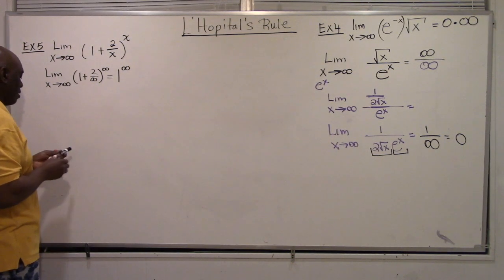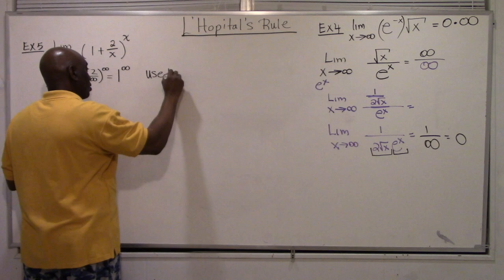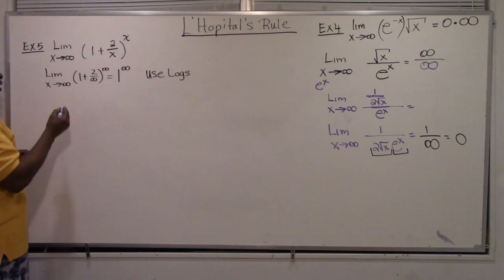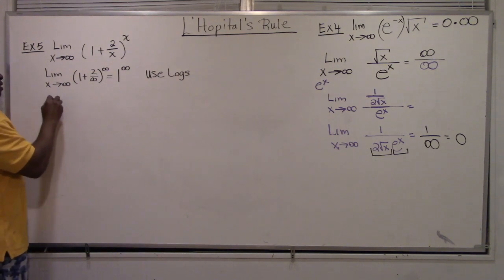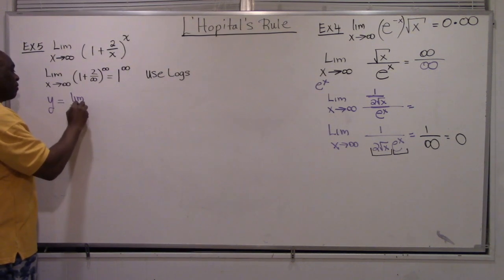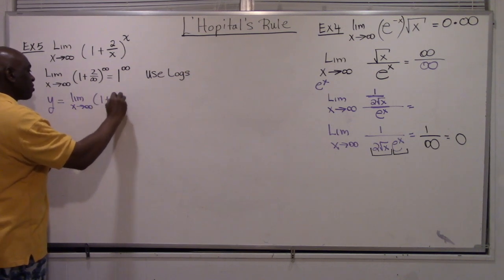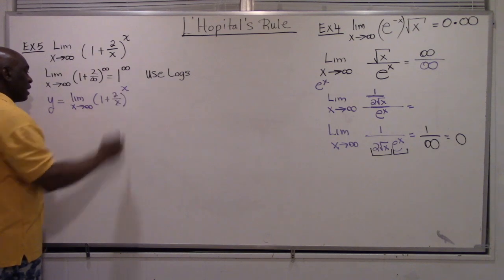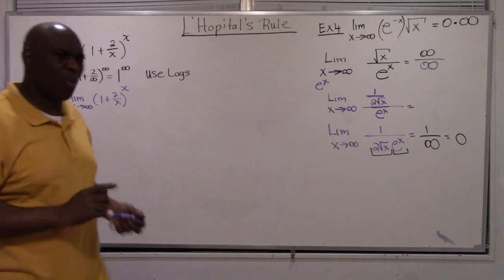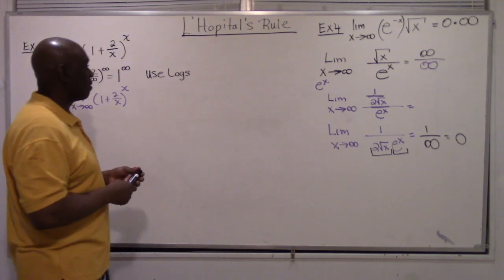Okay? So we're going to have to now take this situation first and set it equal to y. So let me just write over here, use logs. Gotta use logs. So first we have to set it equal to y. You have to set y equal to the limit as x goes to infinity of 1 plus 2 over x to the power of x. Now, you ask the question, why must you set it equal to y? Well, let me tell you why.